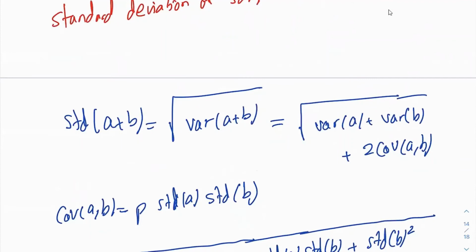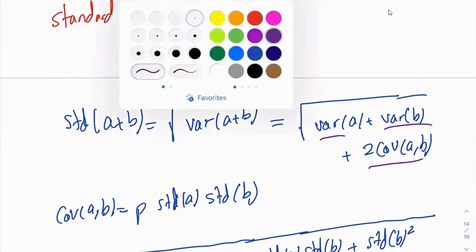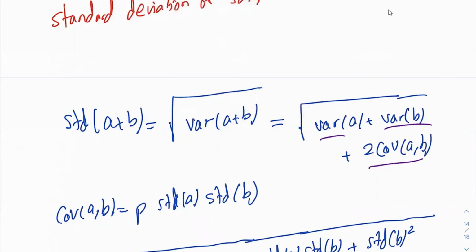The standard deviation of A plus B is equal to the square root of the variance of A plus B, and the variance of A plus B is defined as follows. This is a covariance, right? Now we're going to talk about why this is correct. You have seen it before, but I'm going to pause here a little bit to go over this equation with each other.